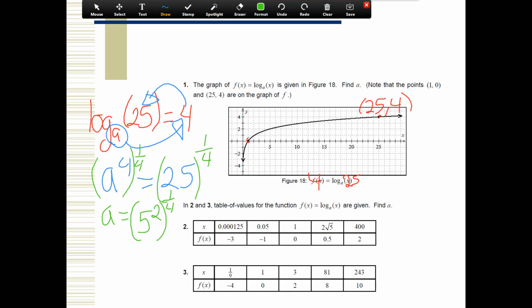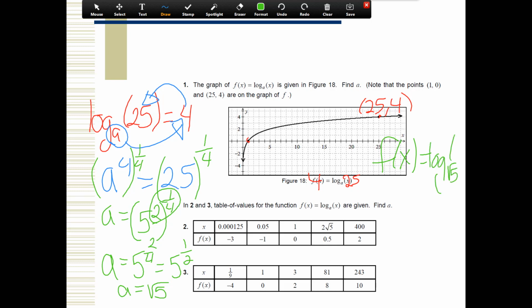And when you have a power to a power, you multiply them. So we can multiply the 2 and the 1/4. And that gets you 5 to the 2/4, which is the same thing as 5 to the 1/2. If you remember, a 1/2 exponent is the same thing as square root of 5. So A is really the square root of 5. That means the function for this graph is f of x equals log base square root of 5 of x. So that helps us with one that's a little bit tricky.